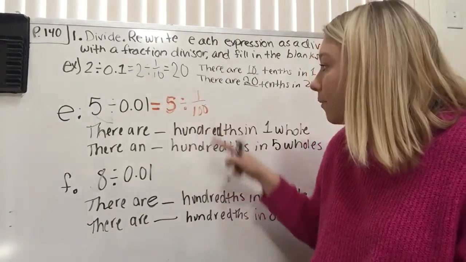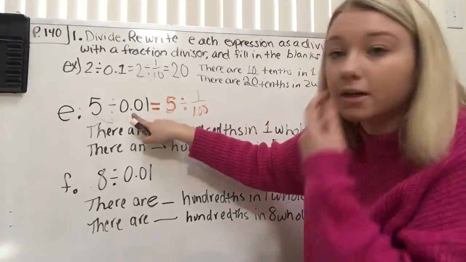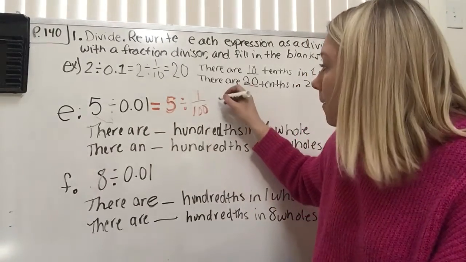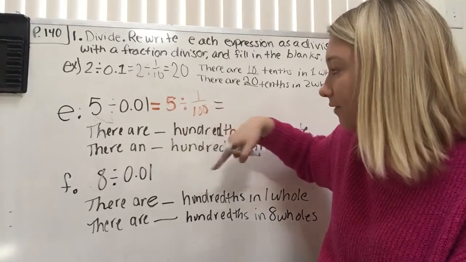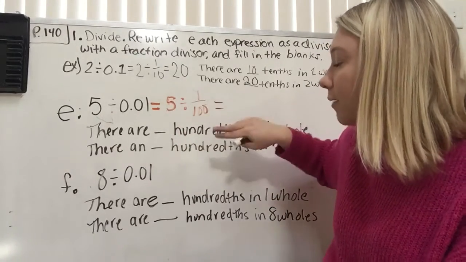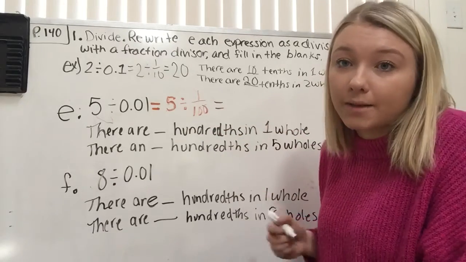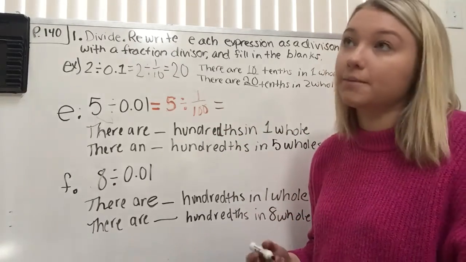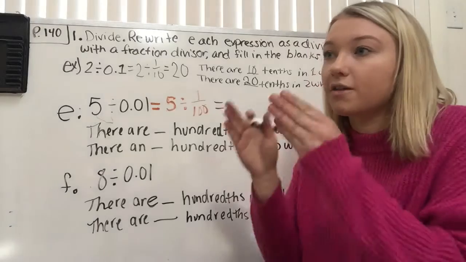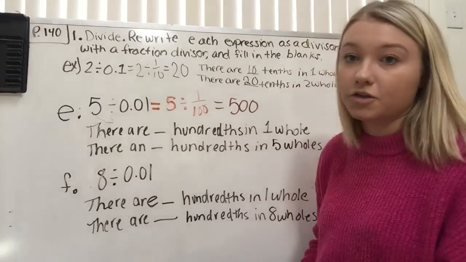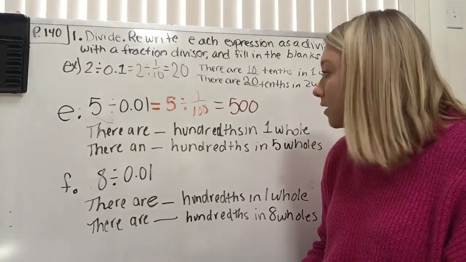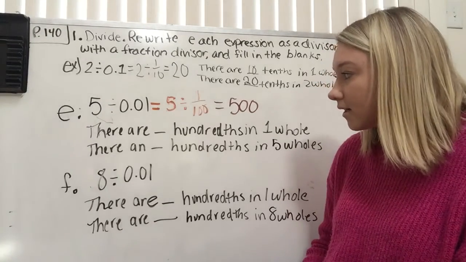So 5 divided by 1/100th, I change this hundredth into a fraction. And then that's going to equal, well, we can keep 5, we can change it, and we'll flip it. So it'll be 5 times 100. And we know 5 times 100, or 100 5 times, equals 500.